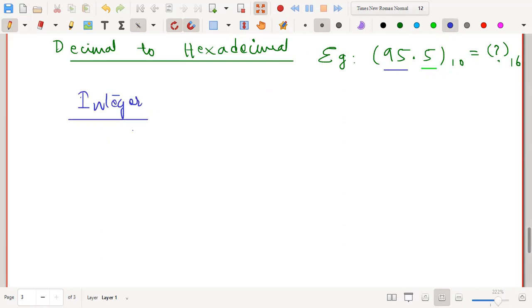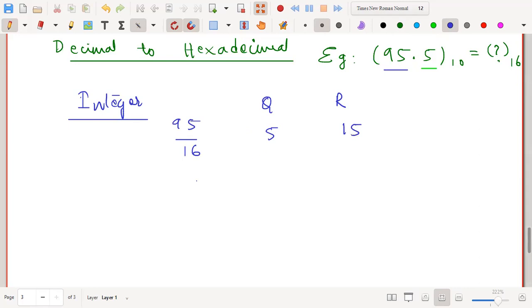So what would I do here? I have this 95. I will have to keep on dividing this 95 by 16 and note down the remainder. So here I have the quotient and here I have the remainder. 16 into how many times? 5 times. 16 into 5 times is 80. Then the remainder you will have is 15.